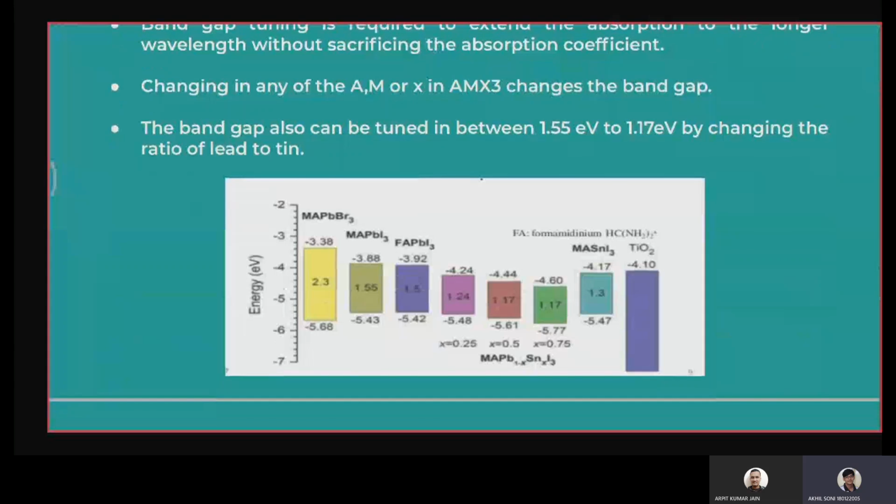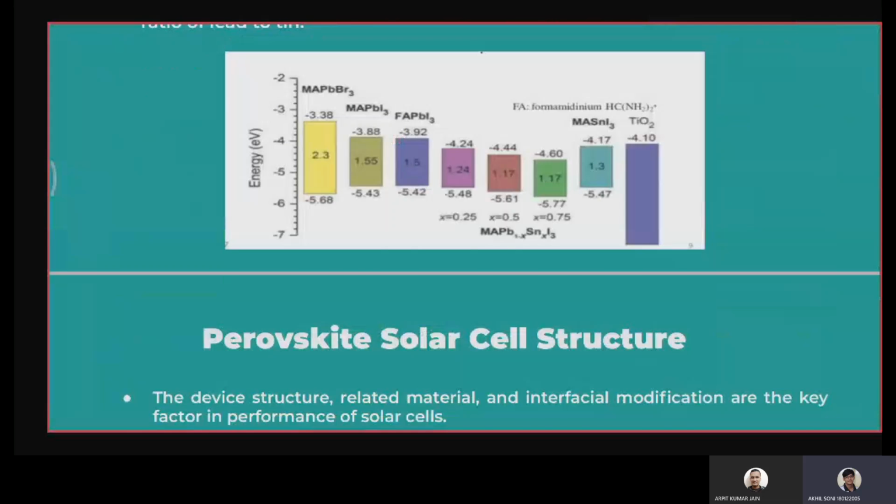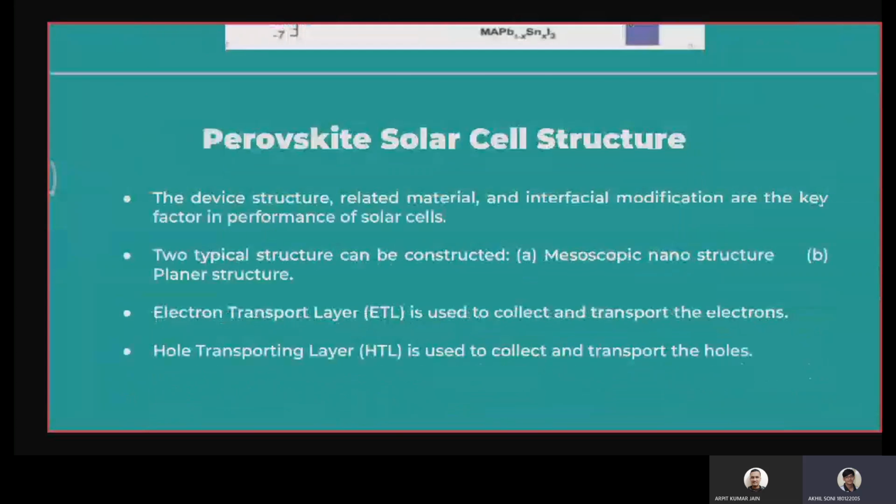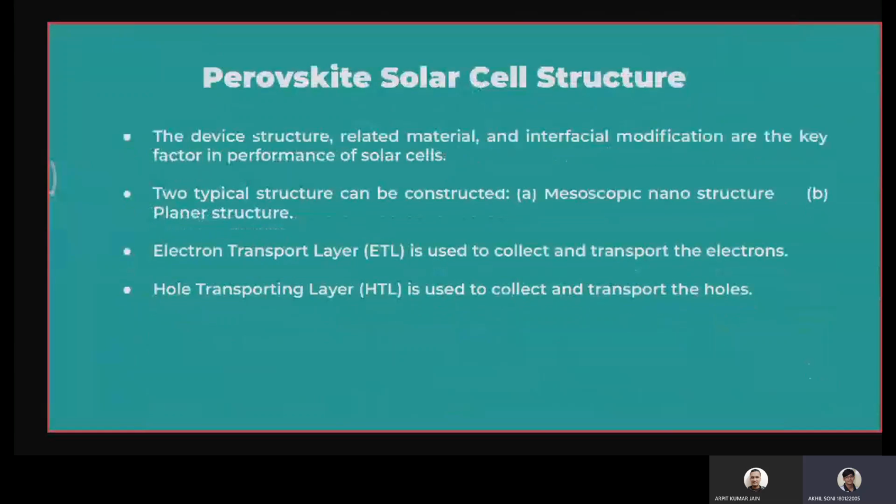Now I will discuss the perovskite solar cell structure. The efficiency of the solar cell does not depend only on the perovskite band gap energy, but also on the device structure, related materials, and the interfacial modification. There are two types of structures: one is the mesoscopic nanostructure, and the other is the planar structure. Here we have two layers. One is the electron transporting layer, which is used to collect and transport electrons, and one is the hole transporting layer, which is used to collect and transport holes.